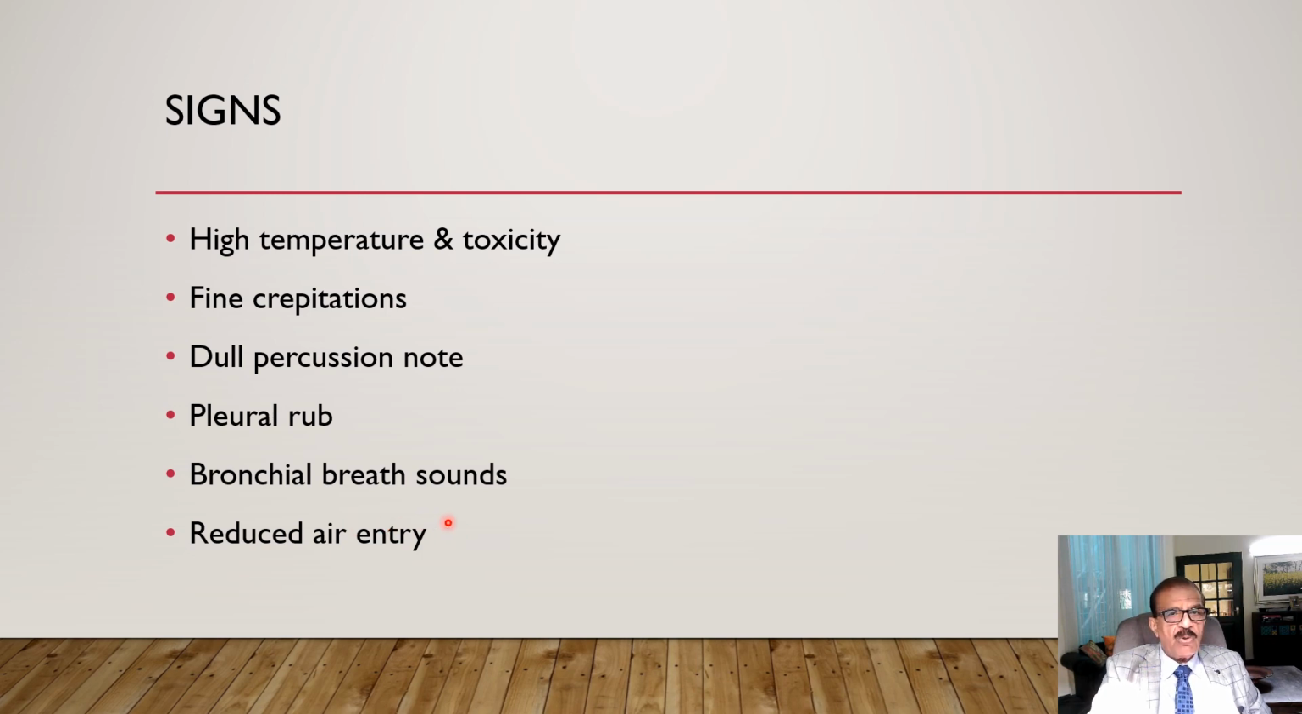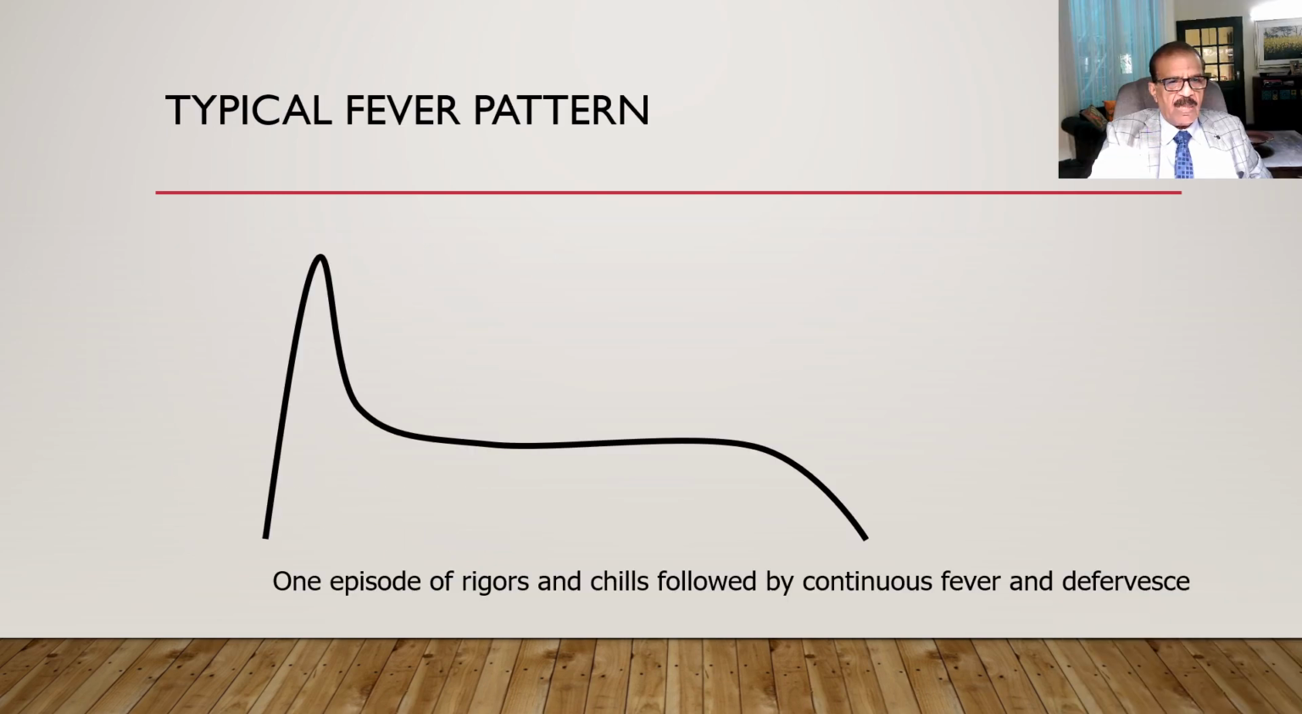Some patients with pneumonia may develop what we call parapneumonic effusion. So if there is effusion, that would actually increase the distance between the chest wall and the ventilating lung, and the breath sound will be reduced in intensity.